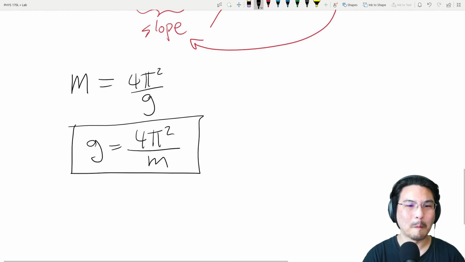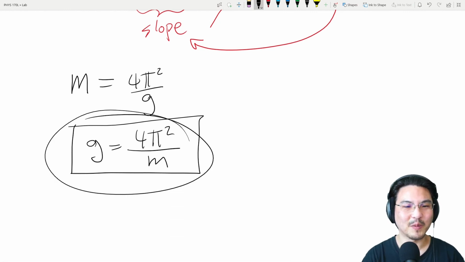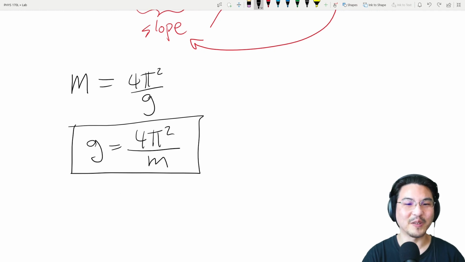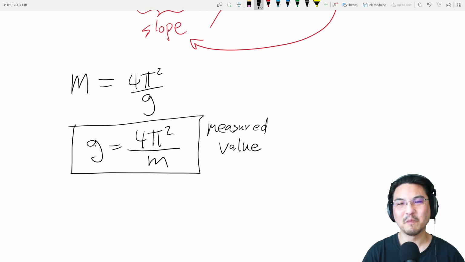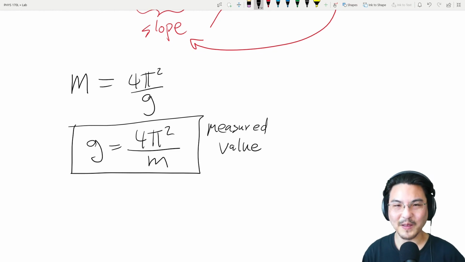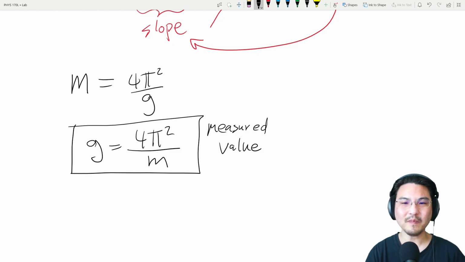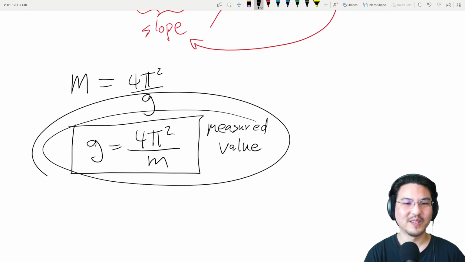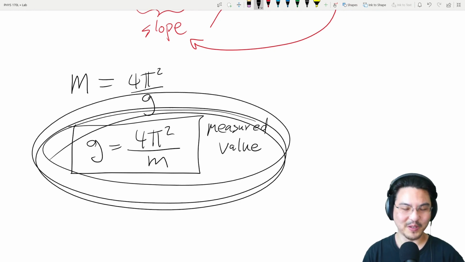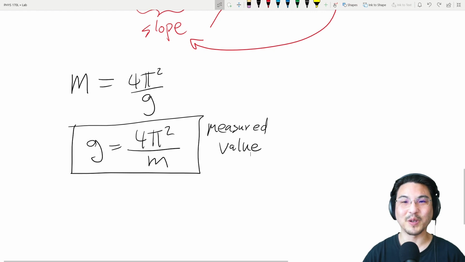Right, so look at this. This is the slope you got from your trend line. You do this, 4 pi squared over that, and you'll get a measured value for g. And then you can compare it to 9.81 meters per second squared, which you're expecting. And I think it'll be pretty close. So then just put this in your report, what you measured, what you computed for g.